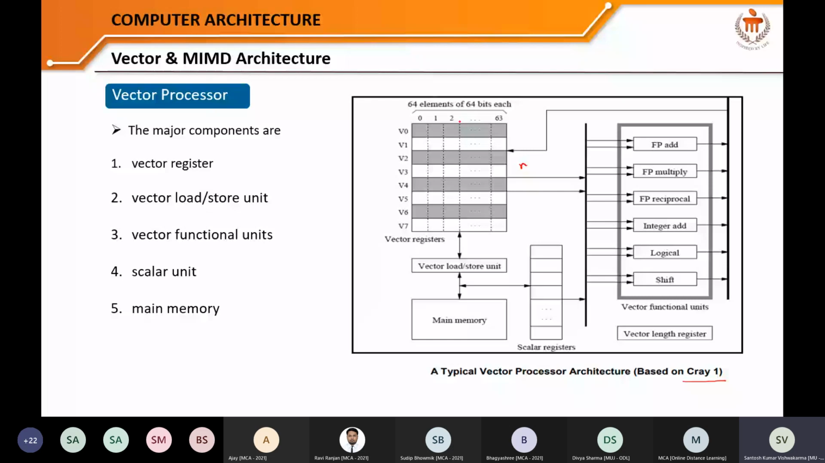So you can have these vector registers. In total, as far as Cray 1 is concerned, there are 8 vector registers, and every vector register can have 64 elements of 64 bits each. So this is the first part, the major component, that is the vector register. You can also have a unit known as vector load and store. Third is vector functional units. There may be an integration of a scalar unit as shown, and the last is main memory. So let us discuss how it can be done.